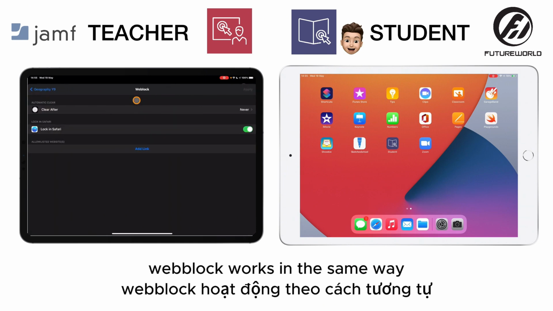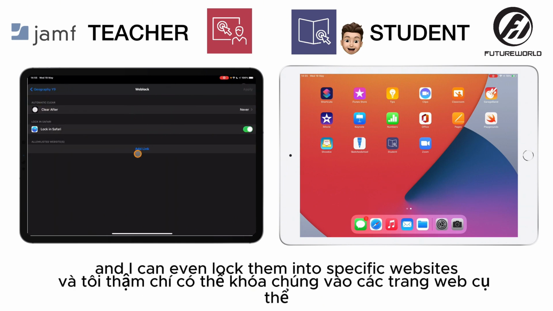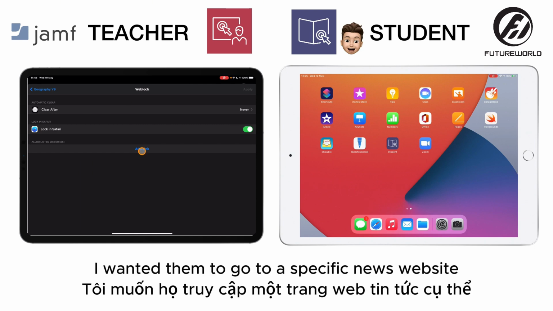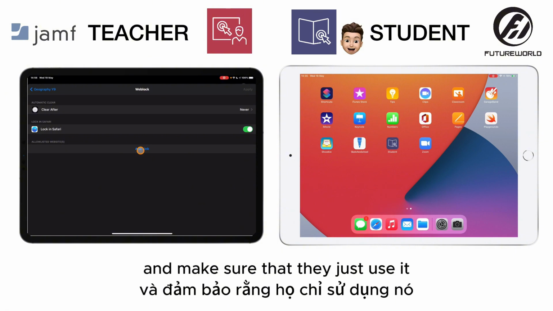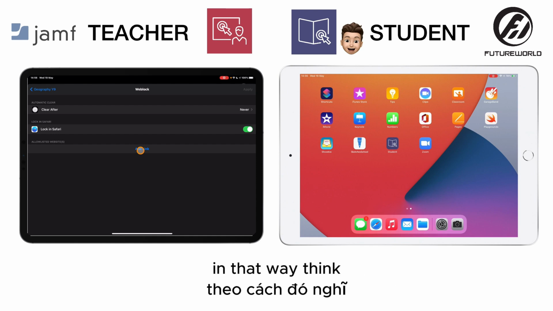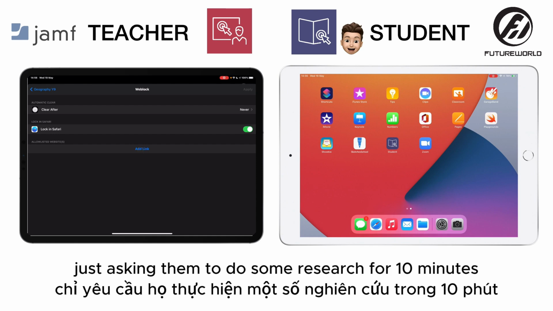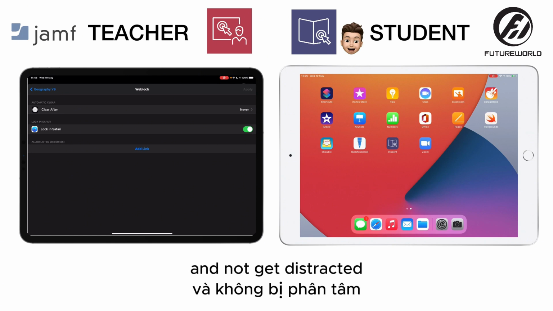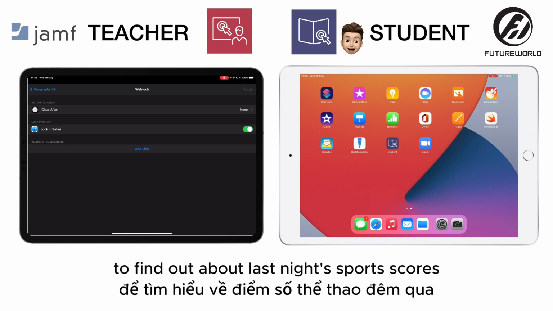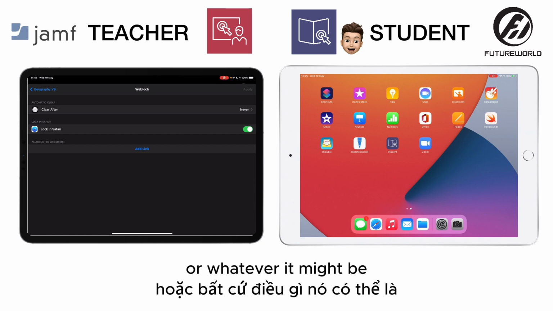Web Lock works in the same way. I can lock them into Safari and I can even lock them into specific websites. So if I knew I wanted them to go to a specific news website or a very specific learning website, I can add the link here and make sure that they just use it in that way. Think just asking them to do some research for 10 minutes, but you want them to be really focused on the research and not get distracted to find out about last night's sports scores or whatever it might be.